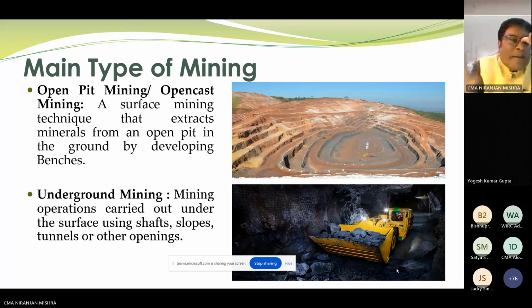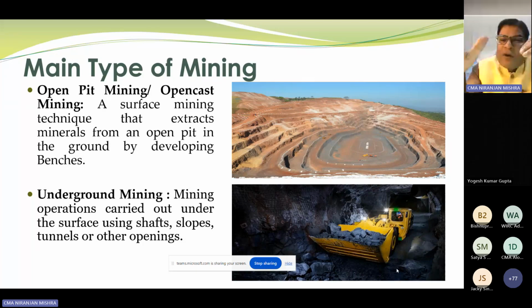In the second point, you can see the mining operations carried out under the surface using shafts, slopes, tunnels, or other openings. This is the view of an underground chromite mine. We are the auditors of that underground chromite mine in Odisha, the Baula chromite plant of Odisha Mining Corporation. They are very old mines. First of all, they prepared the shaft, and through the shaft, they prepared the staircase.